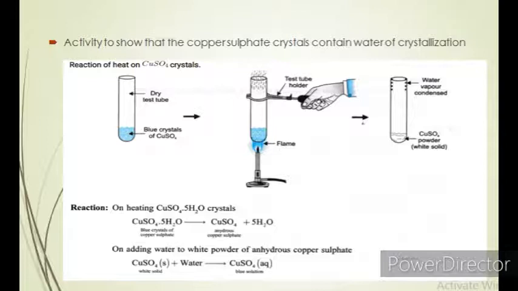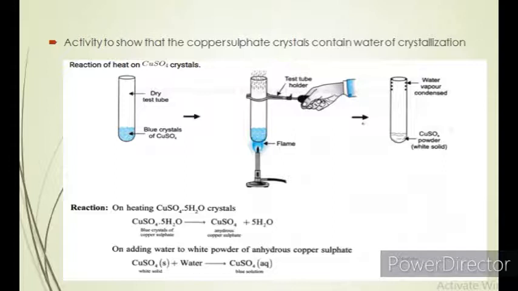Now, we'll perform an activity to show that the copper sulfate crystals contain the water of crystallization. For this, we require blue crystals of copper sulfate, a dry test tube and a flame. Now, we'll heat the copper sulfate crystals in a dry test tube for some time. After some time, when we remove the test tube from the flame, it is observed that the blue copper sulfate crystals change into copper sulfate powder, which is white in color, and the water vapor gets condensed in the test tube.